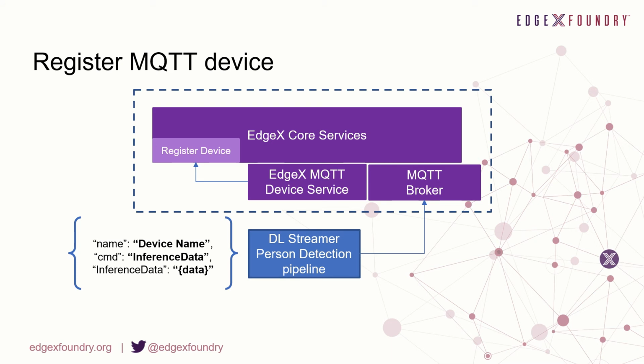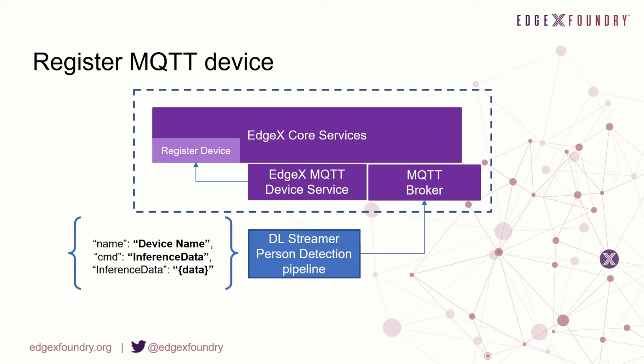Now we have our DL Streamer person detection pipeline, which is running outside of the EdgeX boundary. We need to send the inference metadata that we are generating through the MQTT broker that is included in the EdgeX ecosystem. Something that I need to mention is that EdgeX requires a specific schema if we want to send data through MQTT. If we send any other schema, it will just get ignored. So we need to do a step before we send the data to EdgeX.